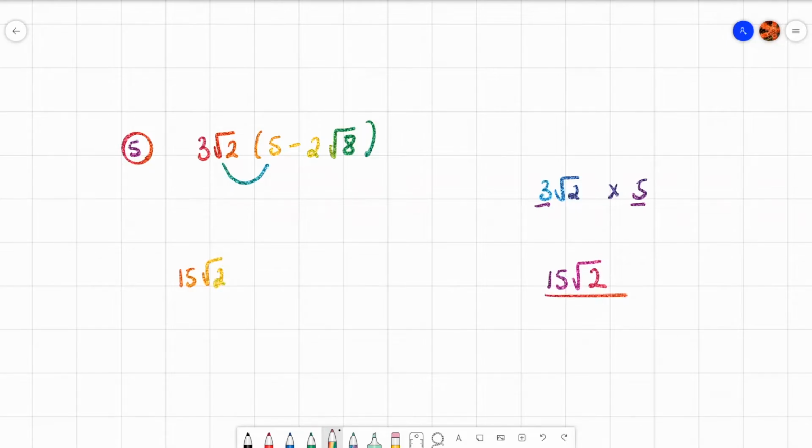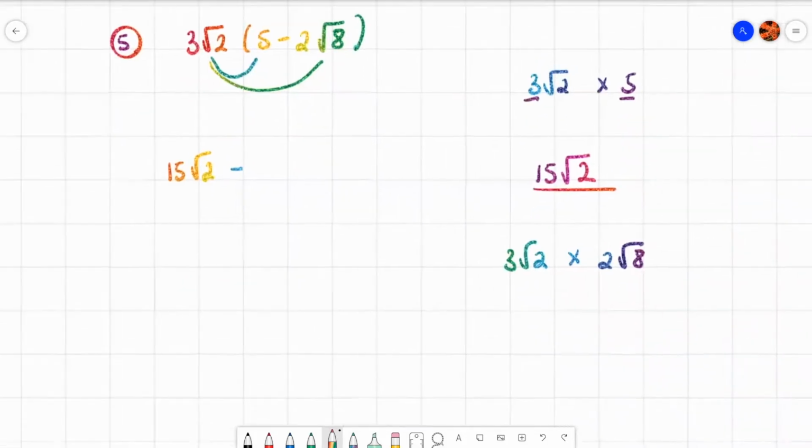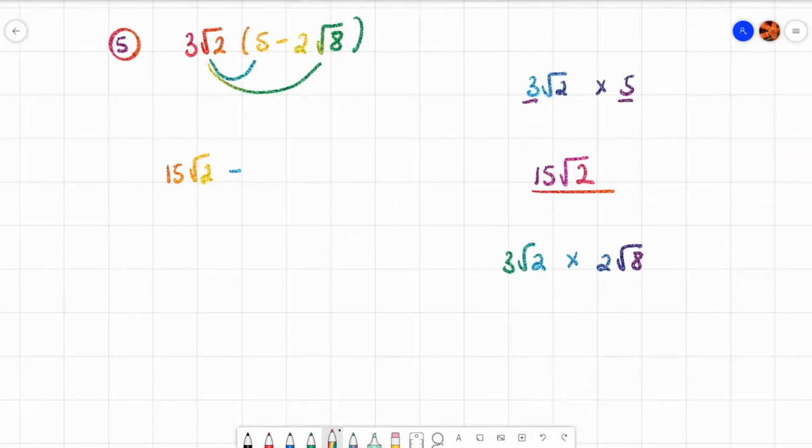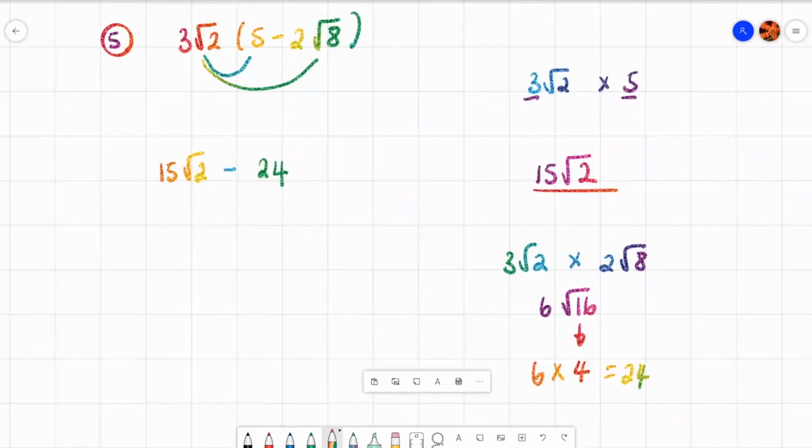And then we've got 3 root 2 times, well, put a subtract there, times 2 root 8. So we've got 3 times 2 is 6. And then root 2 times root 8 is root 16. However, I know what the square root of 16 is. It's 4. So that's 6 times 4 is 24. And I can't really subtract them because the 24 doesn't have a square root with it, and square root of 2 you can't simplify because there's no square number that goes into 2.